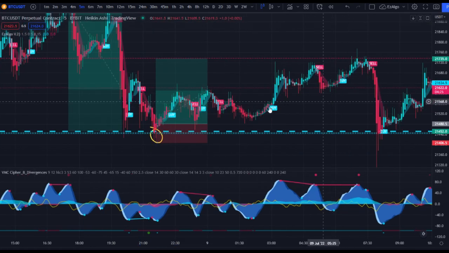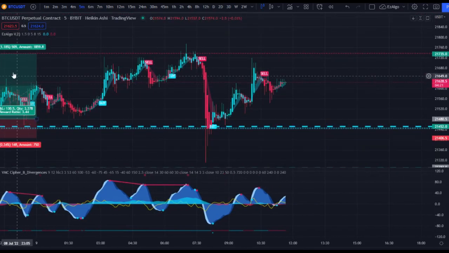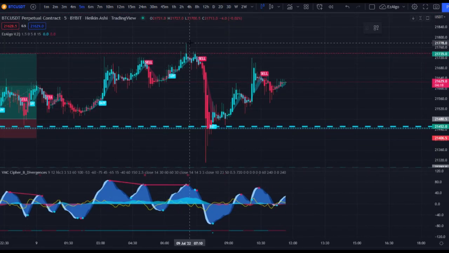All right, and then price came back up to that level. What's that, a 3.5 risk to reward? All right, came back to this level with a swing failure. And you can enter probably right around here.